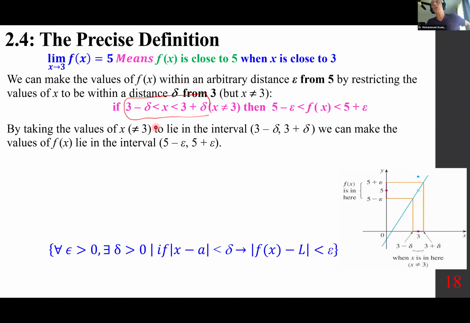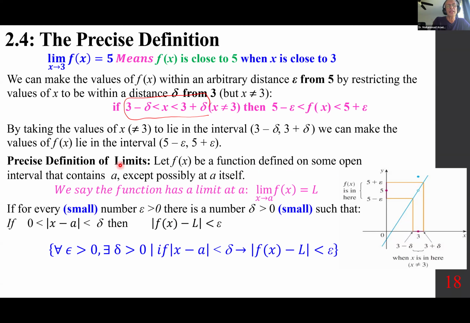When it comes to limits, we are interested in the vicinity, not exactly what happens at that specific number. We can make x lie in the interval of 3 minus delta and 3 plus delta, and we can make the values of f of x lie in the interval of 5 minus epsilon and 5 plus epsilon.